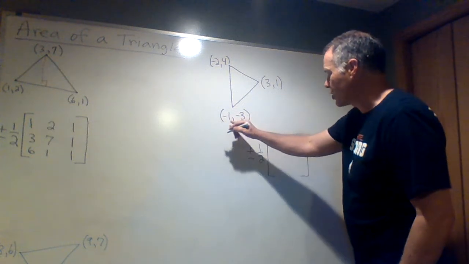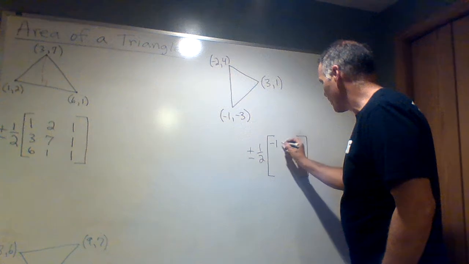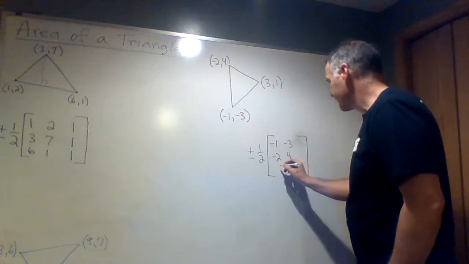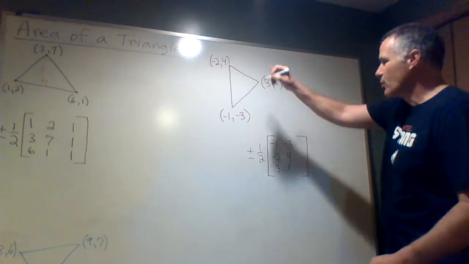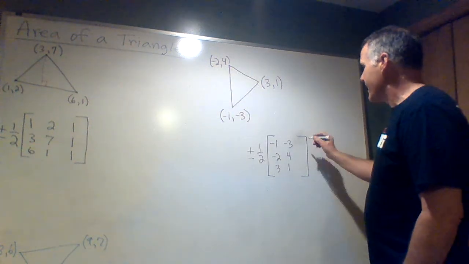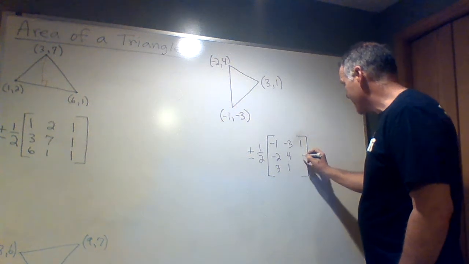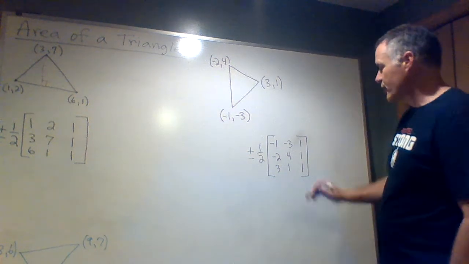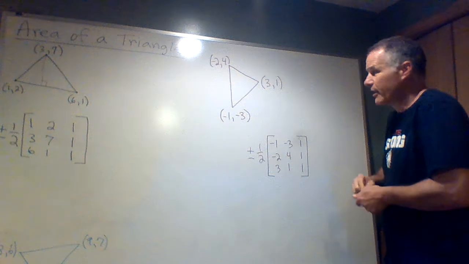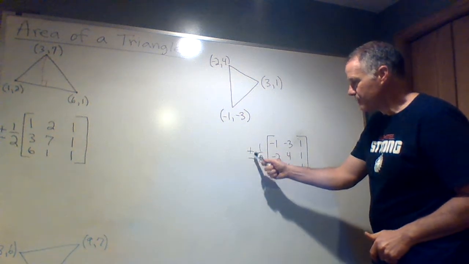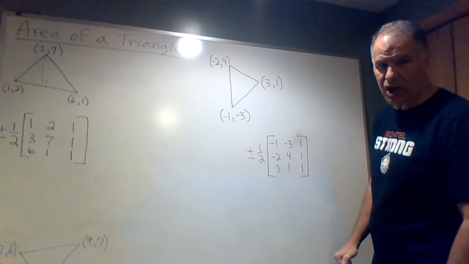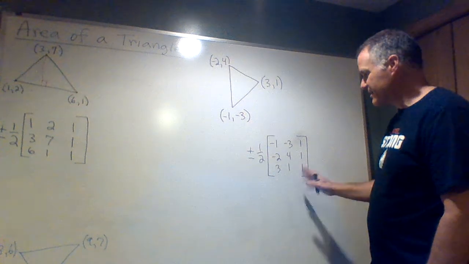Again, it doesn't really matter. I'm going to go ahead and start with negative 1 and negative 3, negative 2 and positive 4, and then 3, 1. But again, I could have started here and went here and then here. The order doesn't really matter. And then remember, the last line is always positive ones. So there's my 3 by 3 matrix of that triangle. And again, in front is a plus or minus 1/2. Now again, we're going to start working with this in the next video, and this will make more sense. But this is how we set these up.